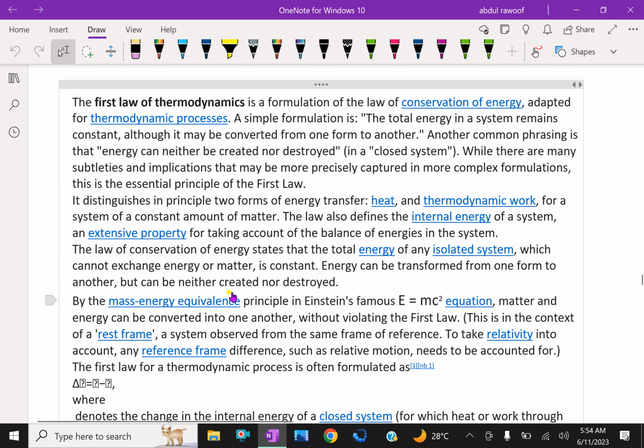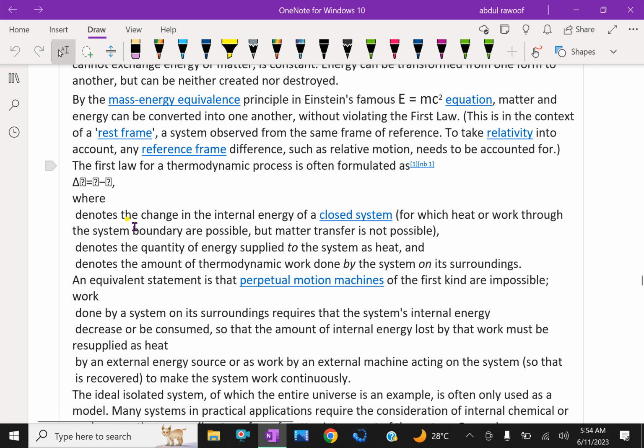The law of conservation of energy states that the total energy of any isolated system, which cannot exchange energy or matter, is constant. Energy can be transformed from one form to another but can be neither created nor destroyed. By the mass-energy equivalence principle in Einstein's formula E equals mc squared, matter and energy can be converted into one another without violating the first law.